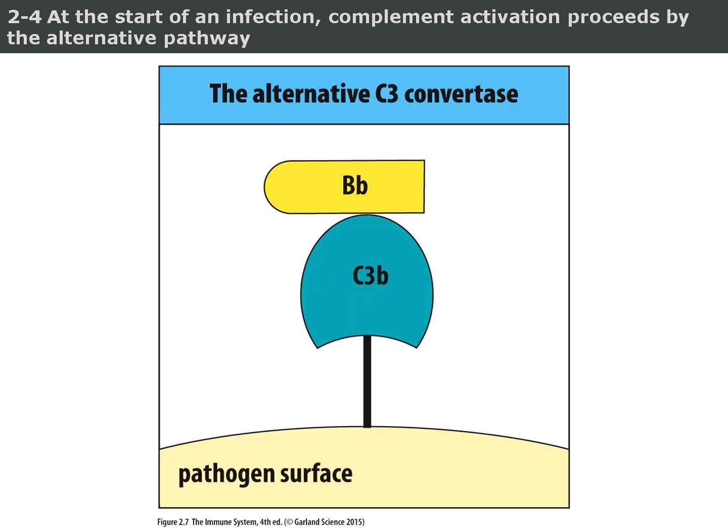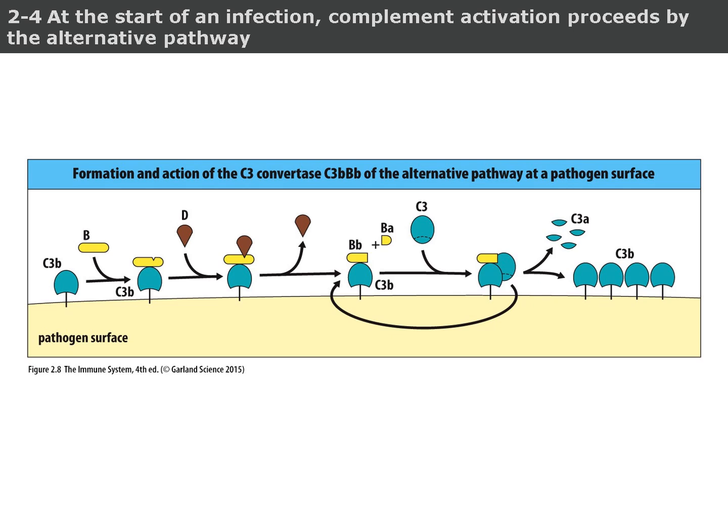The alternative C3 convertase, made of C3b bound to Bb, forms on the pathogen surface. This enzyme plays a key role by cleaving more C3 into C3a and C3b, amplifying the immune response and coating the pathogen for destruction. Once C3b binds to a pathogen surface, it recruits factor B.